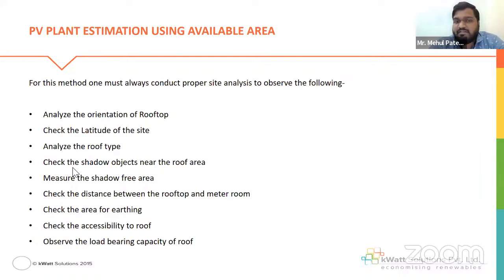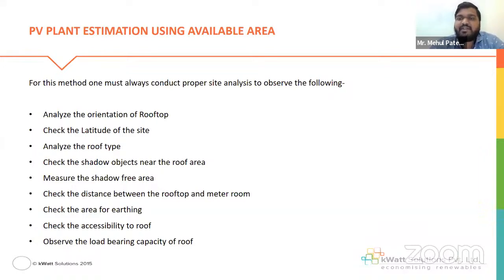Then the shadow objects, like I was discussing: any adjacent buildings, high-rise buildings, trees, or anything else that is obstructing the terrace area. In some cases, there are lift rooms and water tanks, which also create shadow objects on the terrace area. So these things need to be considered. Measure the shadow area, and check the distance between the roof and the meter room.